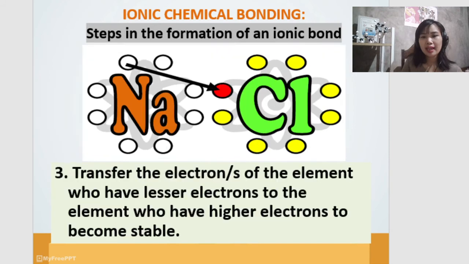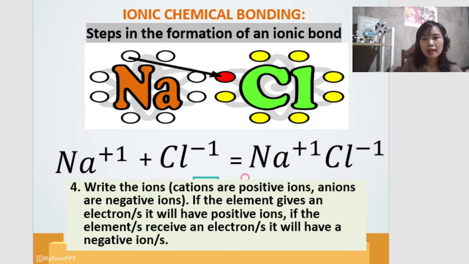Okay? Next, transfer the electron by using an arrow, because it is easier with an arrow, from the element that has fewer electrons to the element that has more electrons, to become stable. And 4, write the ions: cations if it's positive and anions if it's negative. If the element gives an electron, then it will be positive. If the element receives an electron, it's negative.